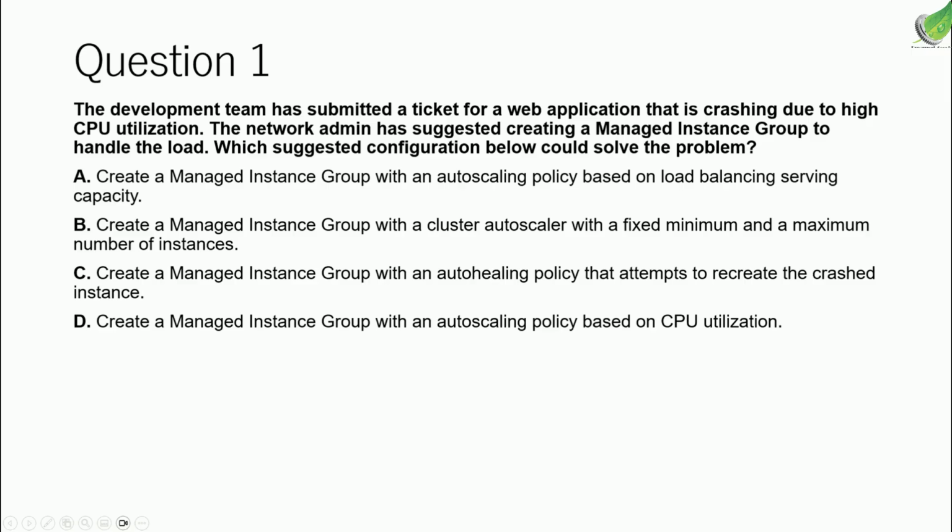Okay, with that understanding, let's evaluate each of the options one by one. Let's look at option A. This option is incorrect because, while it's true that high traffic often leads to high CPU, scaling based on the CPU metric itself is a much more direct and precise approach. Since the core issue is CPU, that's what we should be tracking and acting on.